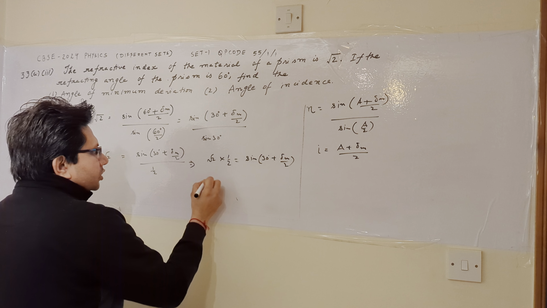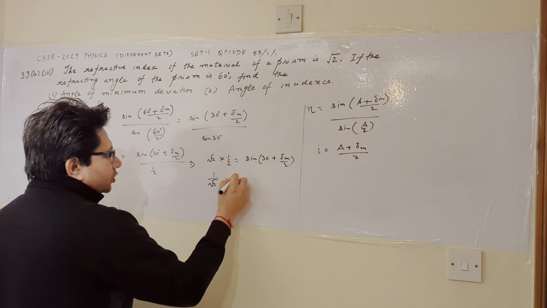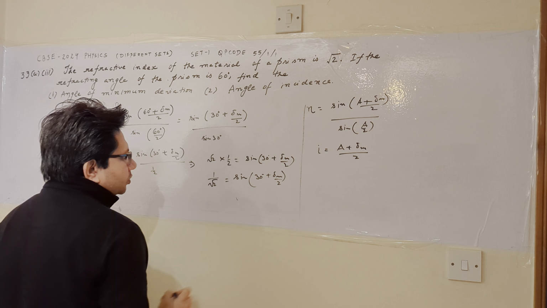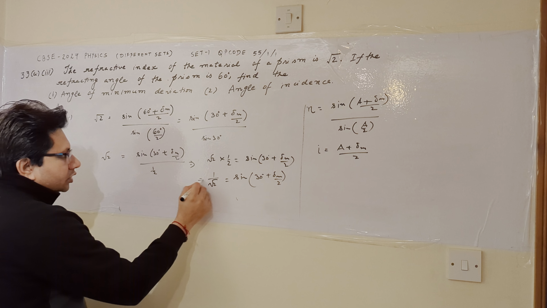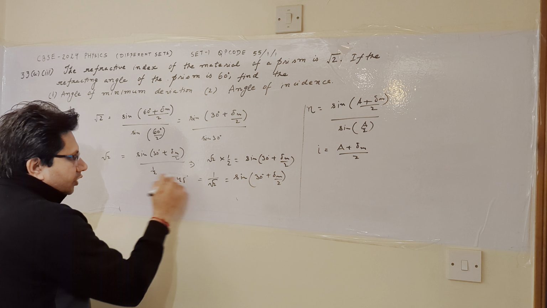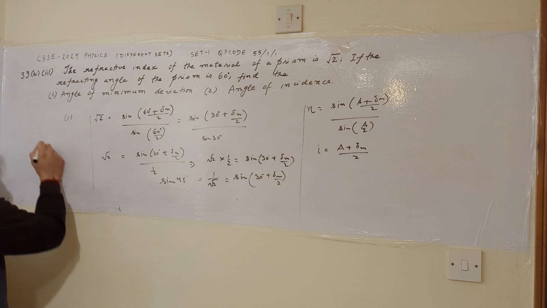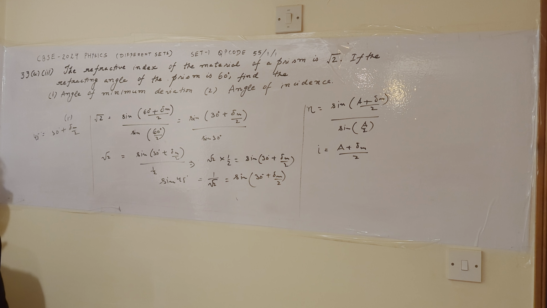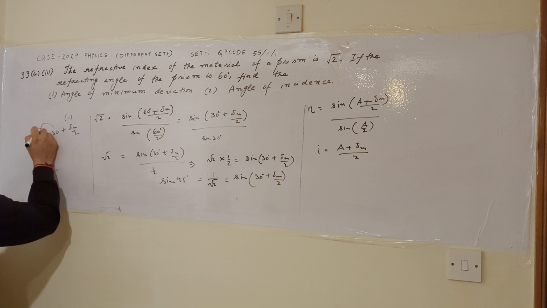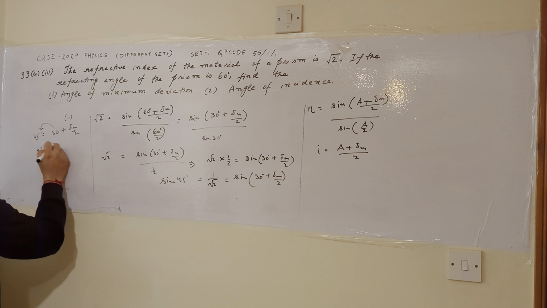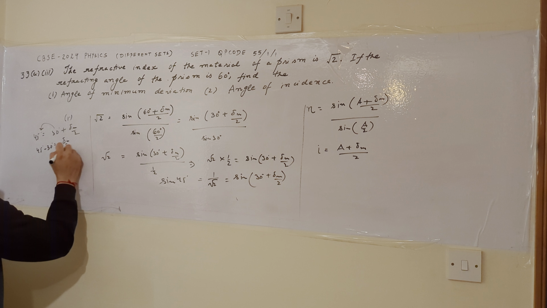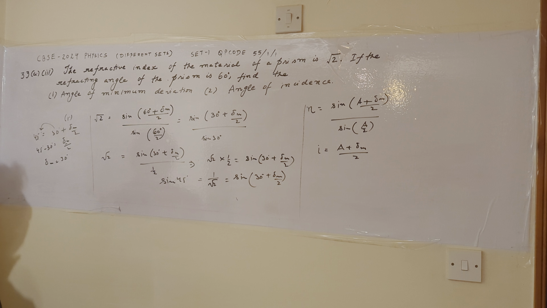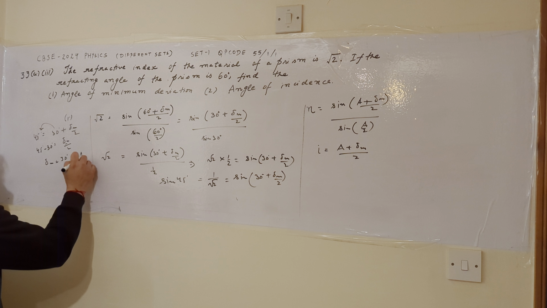Now this comes out to be 1 upon root 2, which is equal to sine of (30 degrees plus delta m upon 2). Now 1 upon root 2 is nothing but sine 45 degrees. So we can say that 45 is equal to 30 plus delta m by 2, or we can say that 45 minus 30 is equal to delta m by 2. Or we can say that delta m is equal to 30 degrees. So the angle of minimum deviation comes out to be 30 degrees.